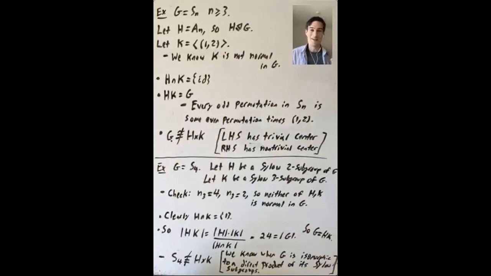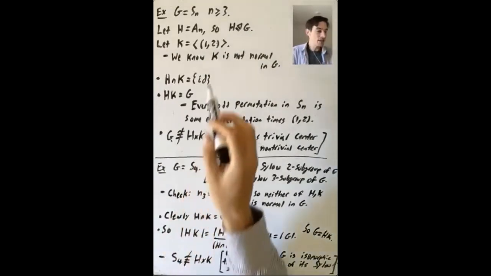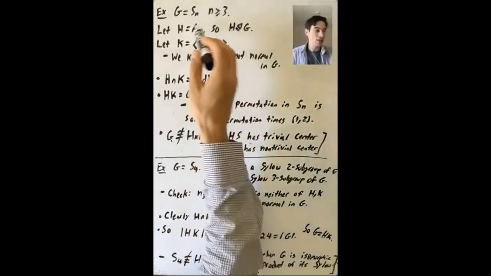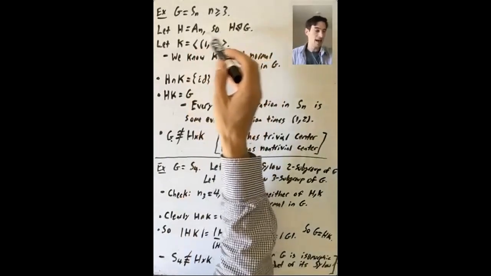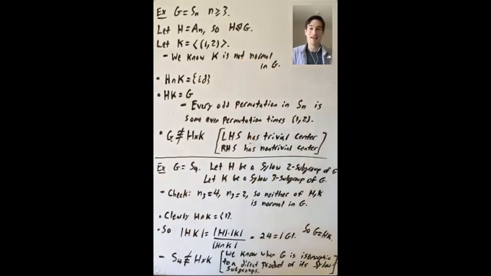Okay, so in these first 3 examples we've seen, we have 2 subgroups H and K. We see that the product set HK is the entire group G. H intersect K is the trivial subgroup. And in each of these 3 examples, H was a normal subgroup in G and K was not. And in every one of those examples, G was not isomorphic to the direct product H cross K.